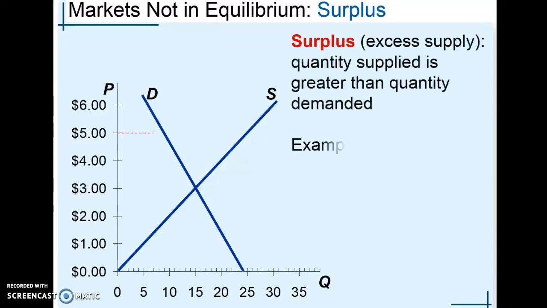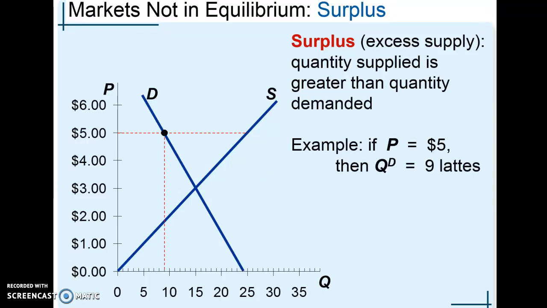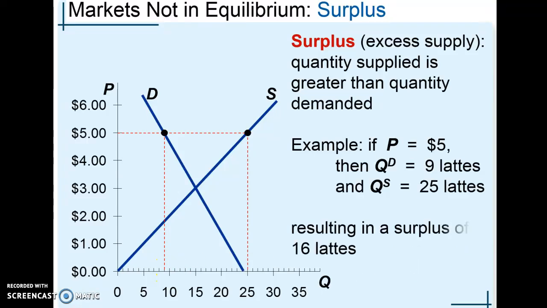When markets are not in equilibrium, we have either a surplus or a shortage. On this slide, you can see that there is a surplus. The quantity supplied over here is greater than the quantity demanded. Quantity supplied is 25. The quantity demanded is only about 9 lattes here. So we have a surplus of 16 lattes. If you look here, the difference between 25 and 9 gives us 16.